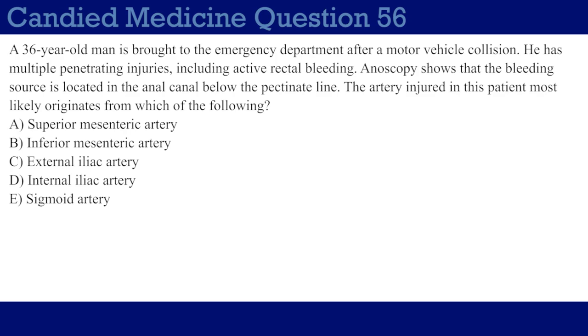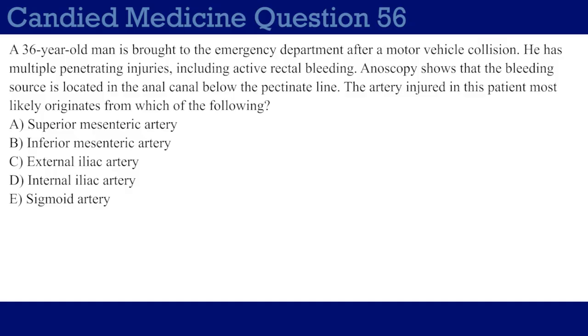This is a very simple anatomy question. The rectum is supplied by the superior, middle, and inferior rectal arteries. Above the pectinate line, we have the superior rectal artery, which originates from the inferior mesenteric artery, which itself originates from the abdominal aorta. But of course, that's not what the question is asking.